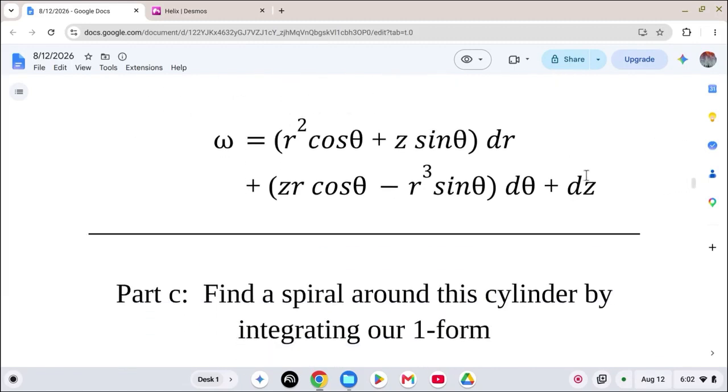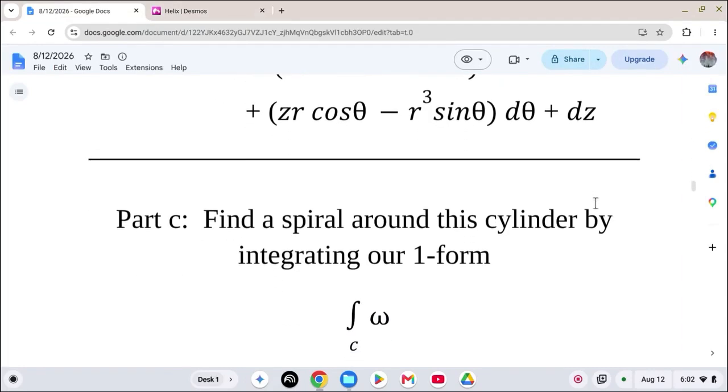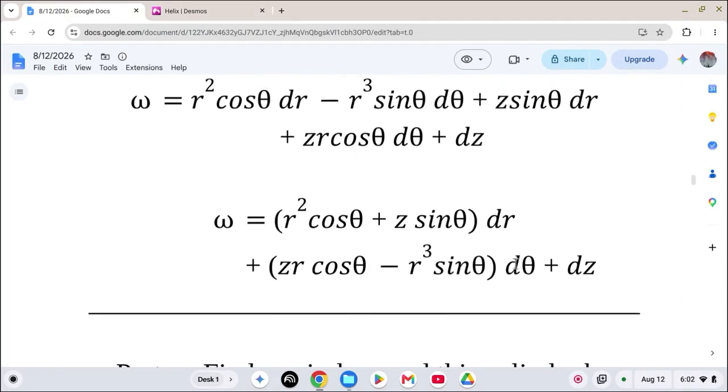Find a spiral around the cylinder by integrating our one form. And what are we talking about here? Okay, here's a cylinder, and a spiral around that, as you know, is a helix, right? So we want to integrate this helix, the spiral, from 0 to 2 pi. Okay? So we want an integral of omega, this guy.